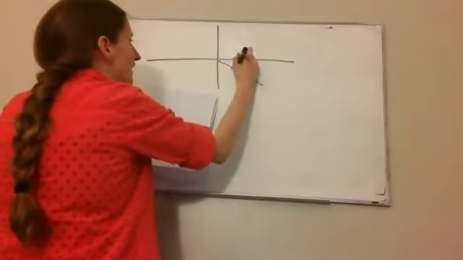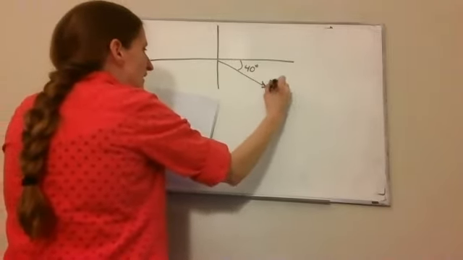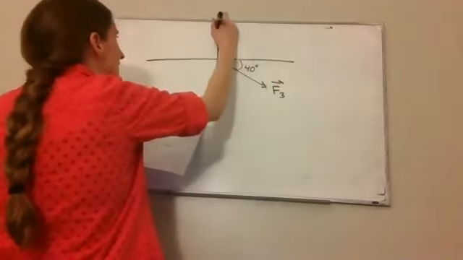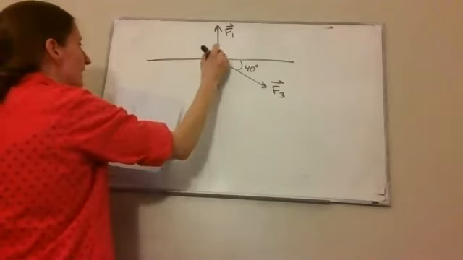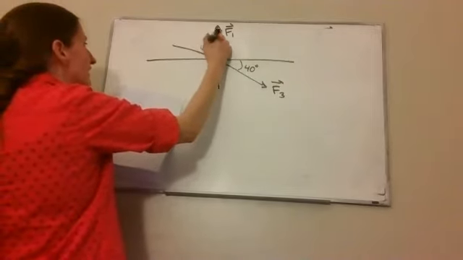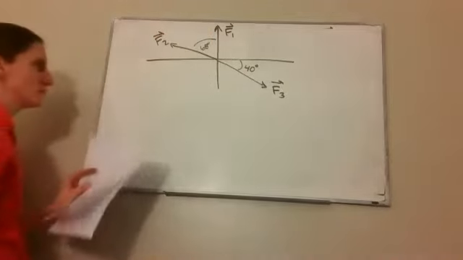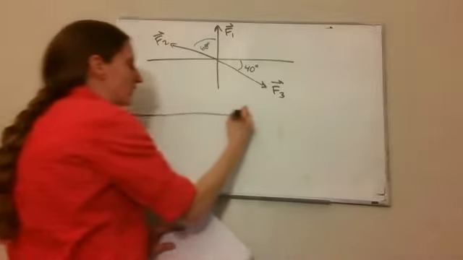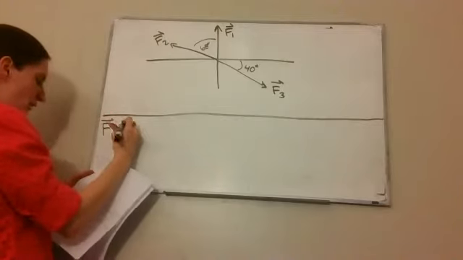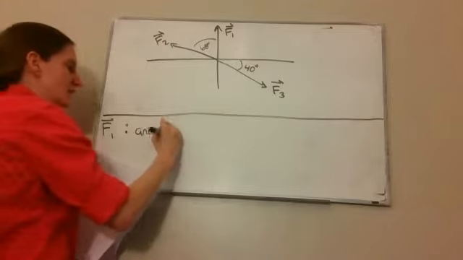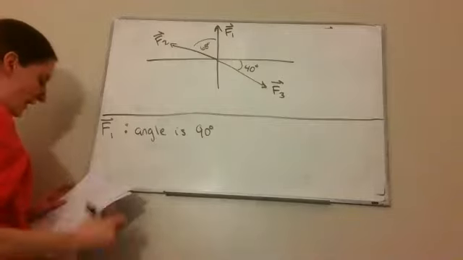I have, here's an angle of 40 degrees below the horizontal. That's F3. F1 is pointing straight up. Then I have an angle over here, 68 degrees, and that's F2. So let's start with F1. The angle for F1 is 90 degrees, measured counterclockwise from my positive x-axis.